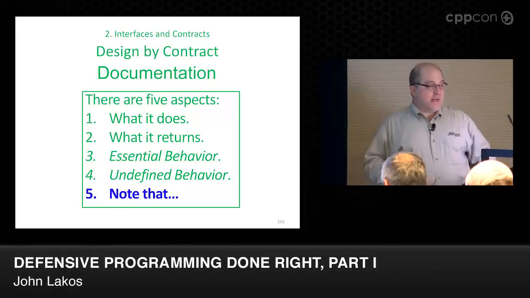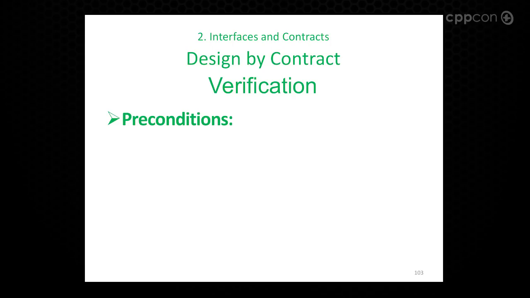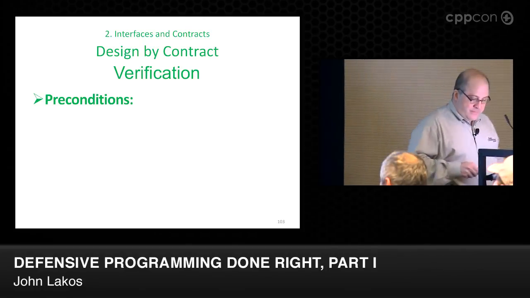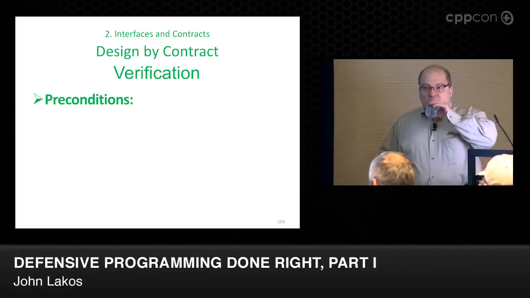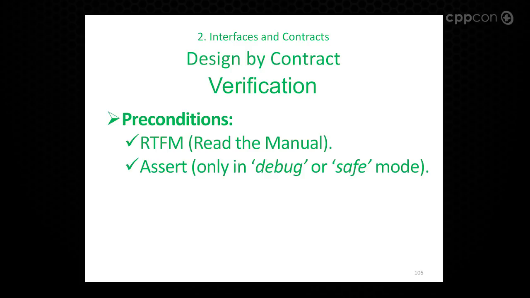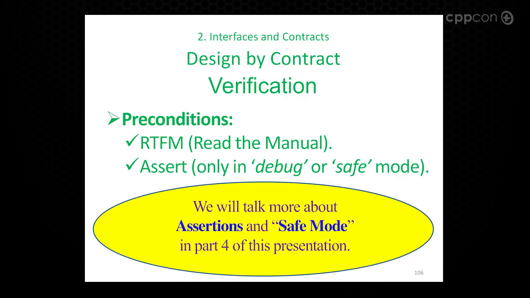Exactly this. Okay, verification. How do we, as clients of a library, make sure that we're calling a function of a library in contract? Any ideas? How do we do that? Excellent. There's another way. We can also assert in certain build modes. We could do that too. We don't have to. The first one is the most important one. Thank you. We'll talk more about this later.